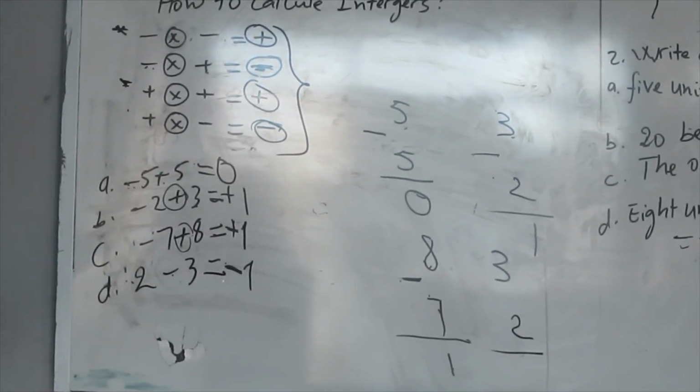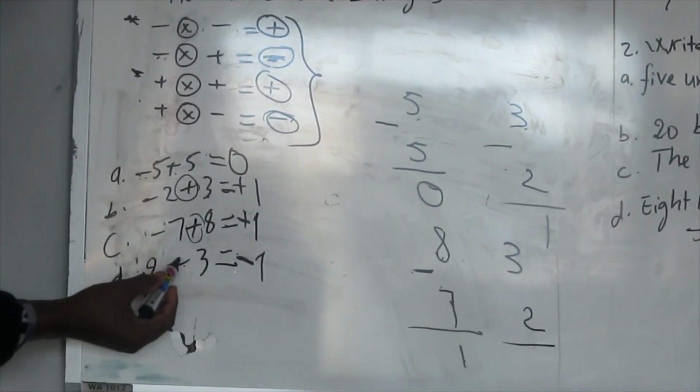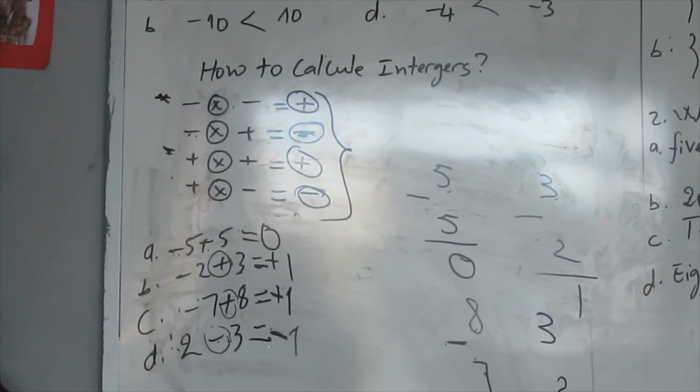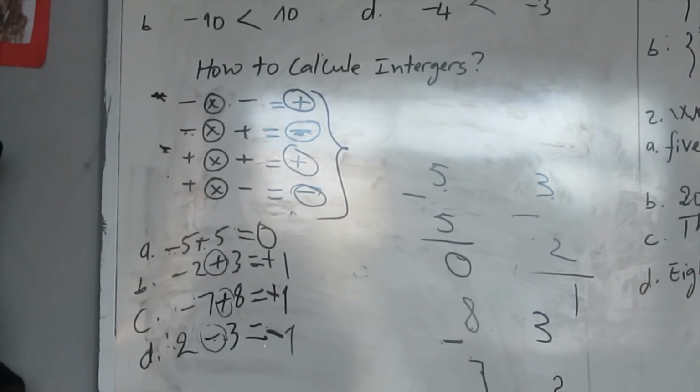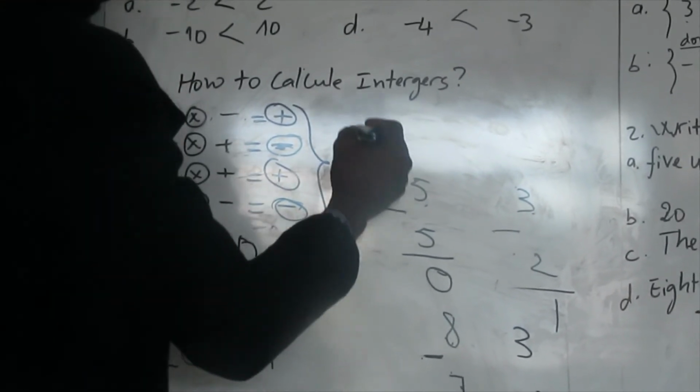You cannot put positive 1. If you put positive 1, it is wrong, because the sign before the bigger number is negative. So the answer here is negative. You understand? So we can also take the last example that I can show you.